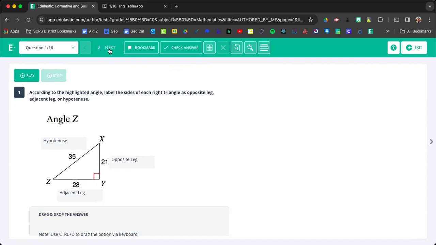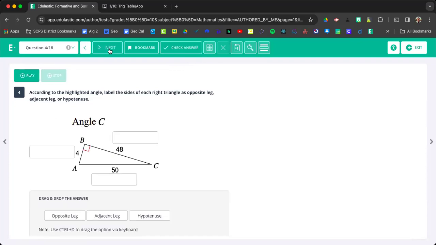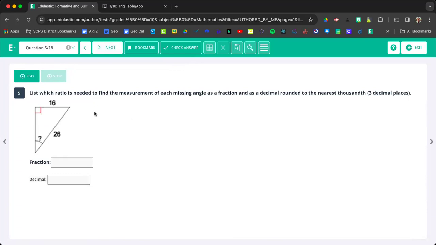All right, let's look at one in the next section. We're going to look at number 5. And for number 5, it says list which ratio is needed to find the measurement of each missing angle as a fraction and as a decimal rounded to the nearest thousandth, aka 3 decimal places.